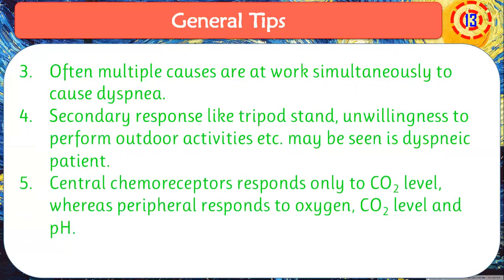And the fifth and the final general tip that I'll be talking about is that the central chemoreceptors respond only to the carbon dioxide level, but the peripheral receptors respond to oxygen, carbon dioxide level, as well as the pH. However, the primary response of the peripheral receptors is based on oxygen. For acting on carbon dioxide level or pH, there must be a large alteration in the level of these factors. So these are the general tips that I have covered in this video.